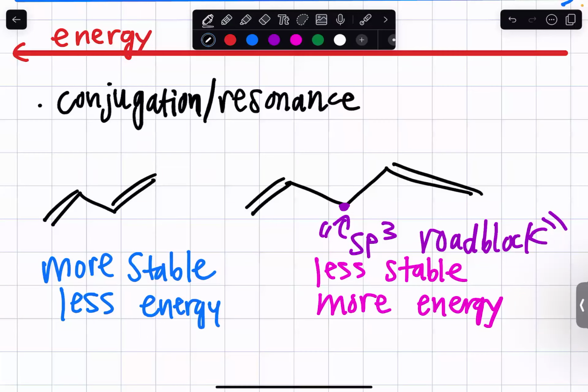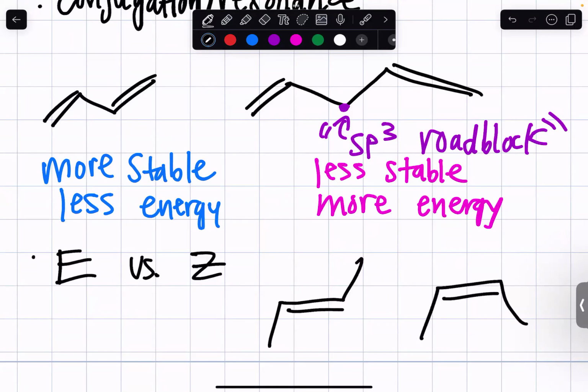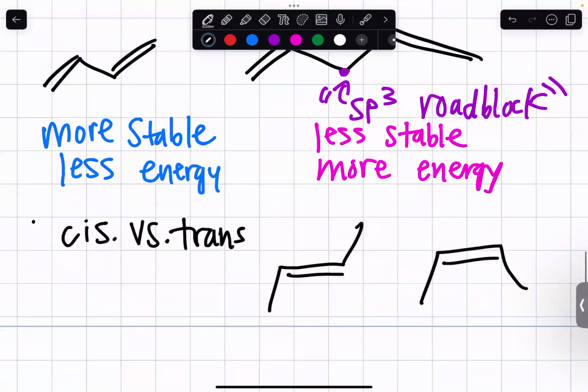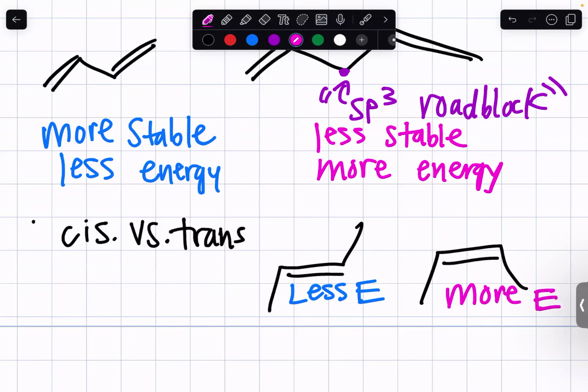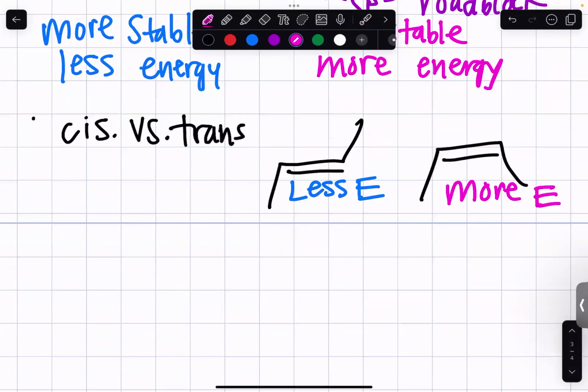Okay. Another thing that you can see is E versus Z, where say we have that versus that. But actually, let's just say cis and trans because it can't be easy all the time. Cis versus trans. Which one is more stable? The trans, I think. So this one, since it's more stable, it will have less energy. This one will have more energy. And geminal has the same energy as cis, right? Geminal, same energy as cis because same stability as cis.